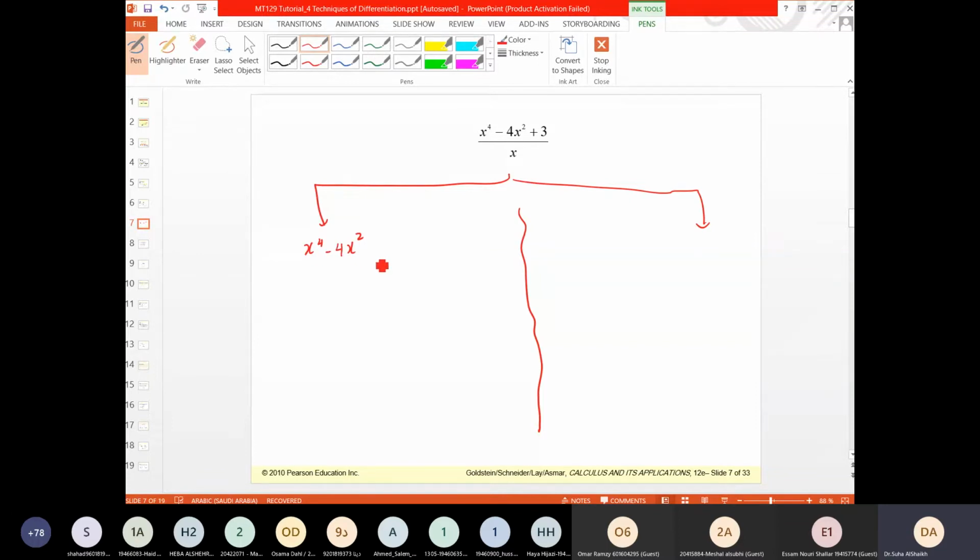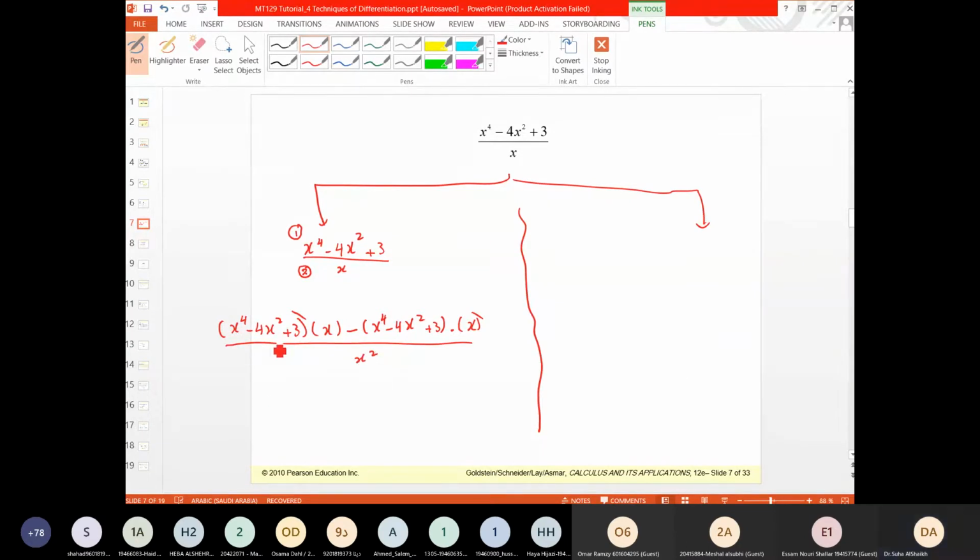So the one way is by thinking about it as a top and bottom like I'm doing here. This is my top, I consider it as function 1. This is my bottom, I consider it as function 2. And this is a division. So it is the derivative of the first, which is (x^4 minus 4x squared plus 3) dash, multiplied with the second, minus the first, which is x^4 minus 4x squared plus 3, multiplied with the derivative of the second, divided by the second squared, meaning by x squared.